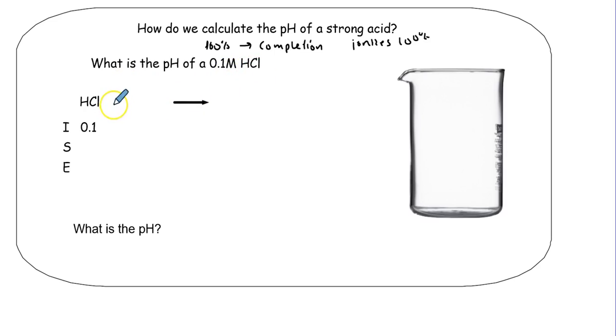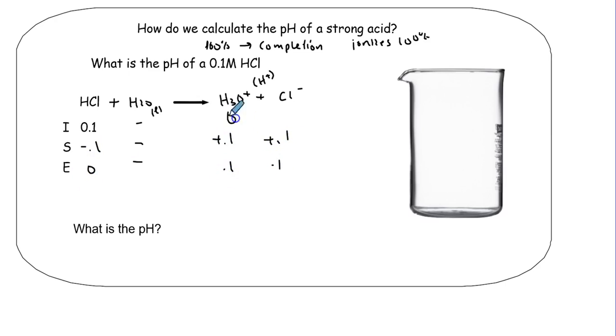So the reaction is, really what makes it strong is HCl plus water will produce H3O+ ions and Cl- ions. Keep in mind we sometimes call it H+. So what would happen here stoichiometrically? Well, the water's in excess, so we're not going to worry about the water. It's also a liquid. Either way, it's minus 0.1 to 0, plus 0.1, plus 0.1, and 0.1 and 0.1. We had none to begin with.